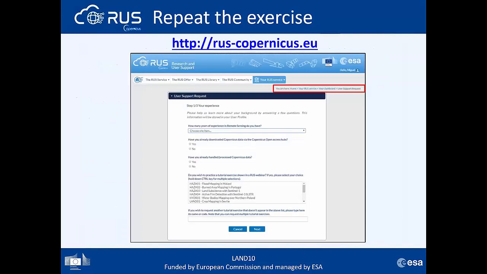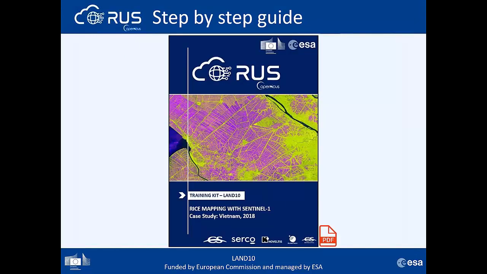So before moving to the Q&A session, let me repeat again that you can repeat this exercise on your own. So you can register as a RUS user, you can get for free a virtual machine, and you can get the tutorial kit of this exercise. Basically, you will get the folder with all the data you need, and you will also get a step-by-step guide in PDF, which contains basically all the steps.